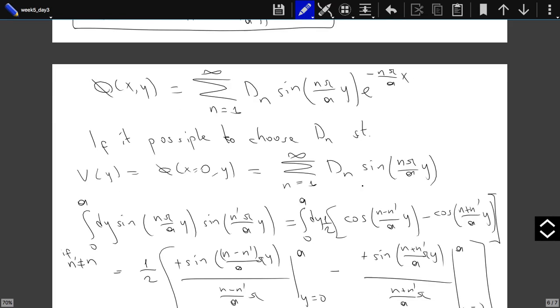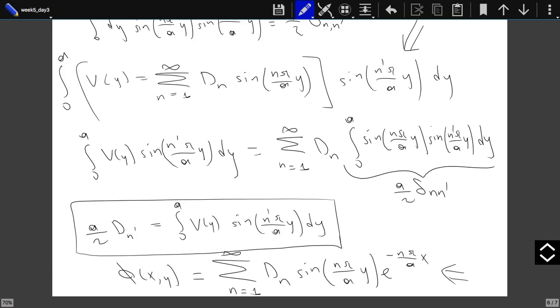The only thing left is, if it is always possible to find it, we proceed to find it, and then we show that the Dn's can be evaluated in this form given Vy. So once you know what Vy is, you can evaluate these coefficients Dn and put it over here, and you are done.